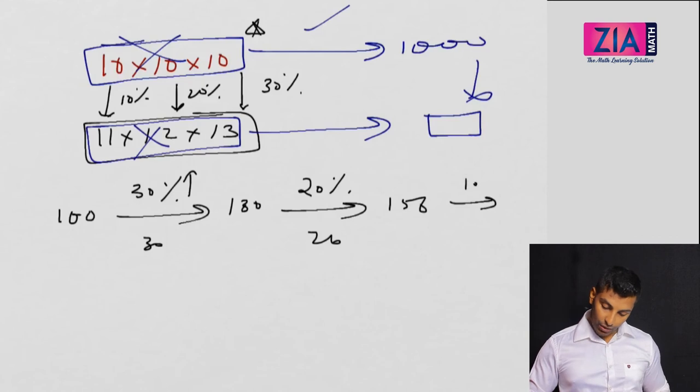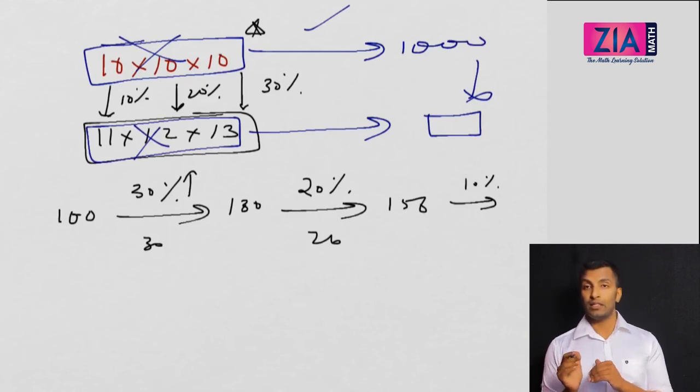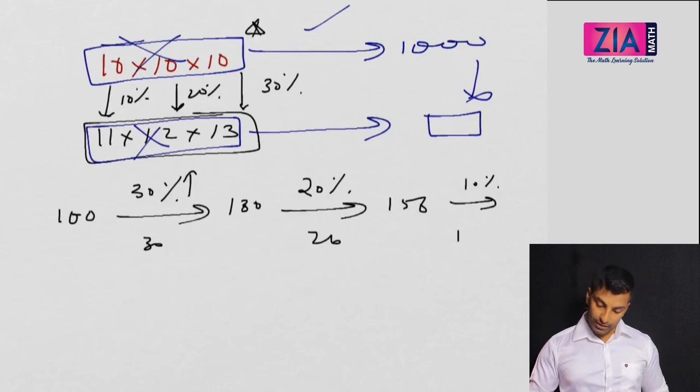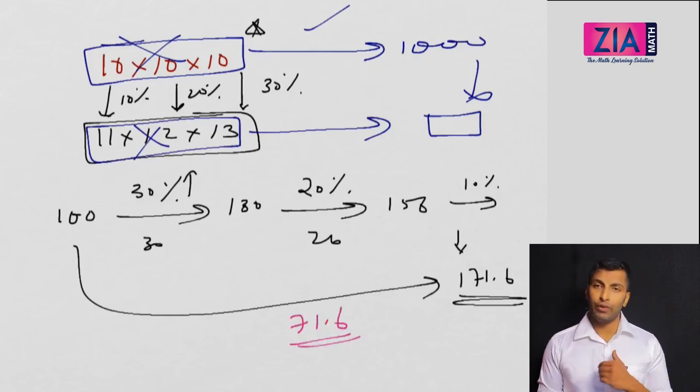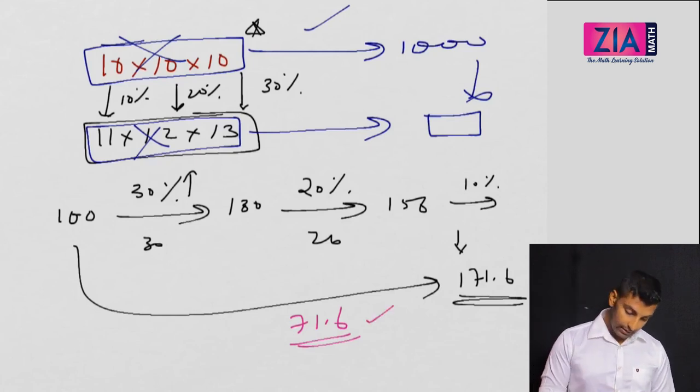Now we need to see 10% of 156. 10 percentage means 15.6. So 156 plus 15.6 means 171.6. So 100 to 171.6. So what is the effective change? 71.6. And that's what exactly you will get if you use the formula also. So what is the increase? 71.6.